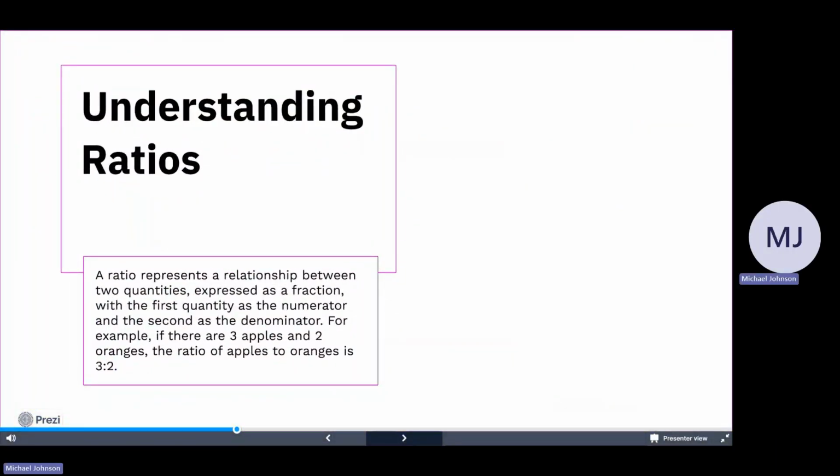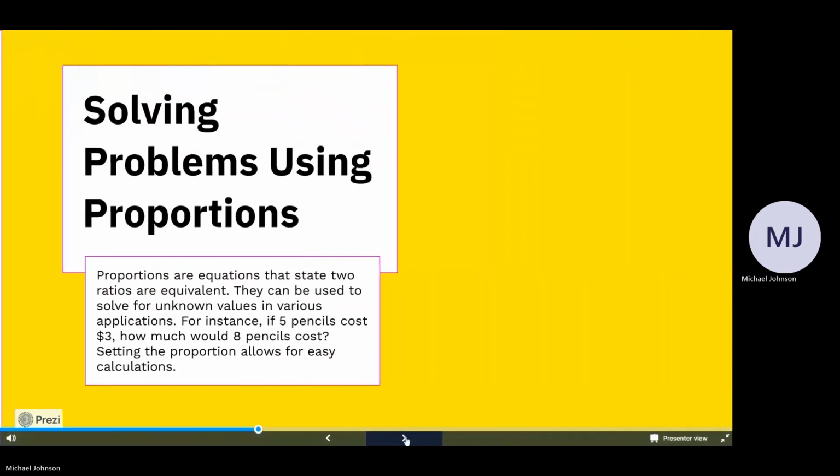A ratio represents a relationship between two quantities expressed as a fraction, with the first quantity as the numerator and the second as the denominator. For example, if there are 3 apples and 2 oranges, the ratio of apples to oranges is 3 to 2.